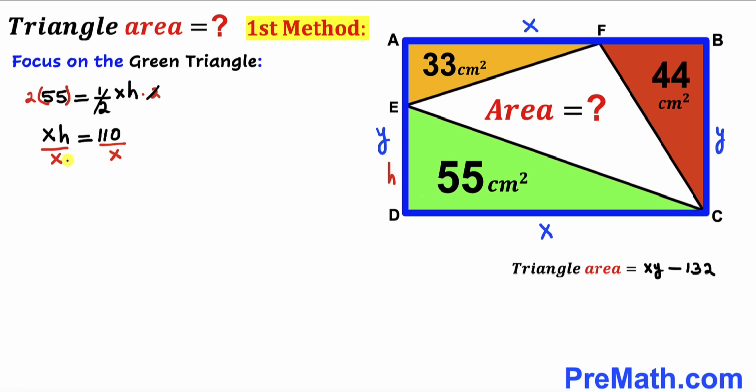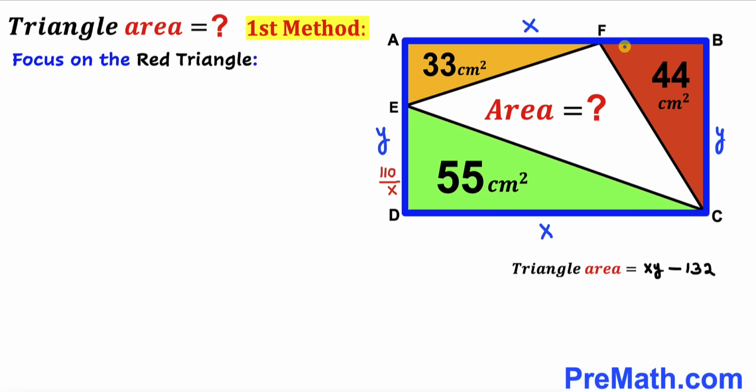Now I'm going to divide both sides by X. So our lowercase h value turns out to be 110 divided by X.